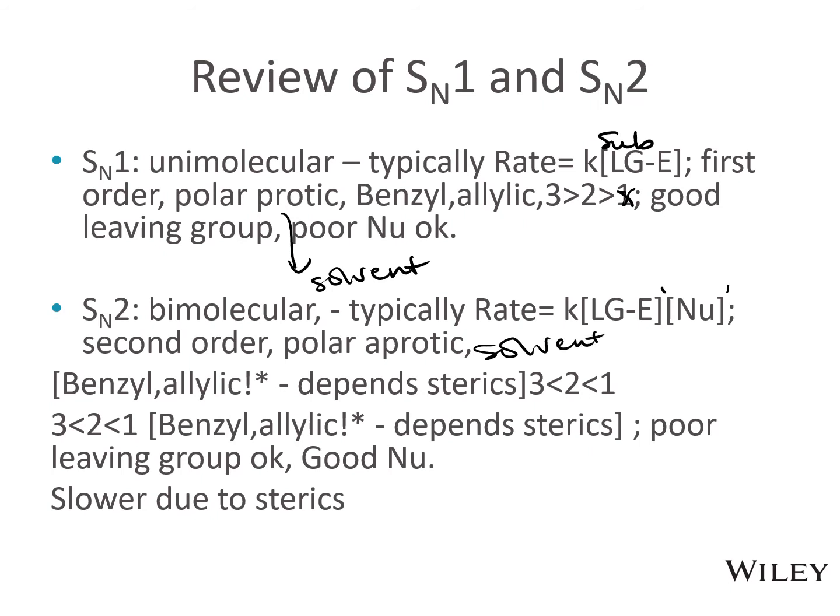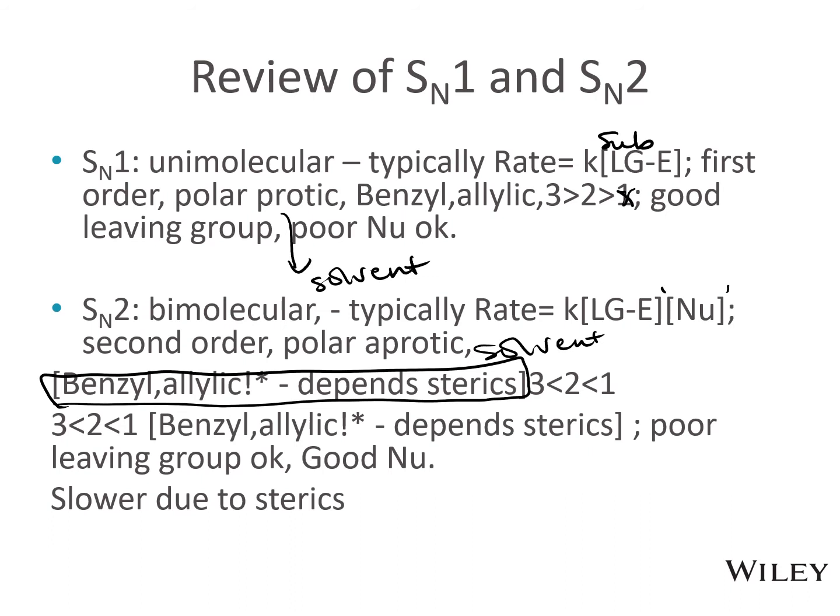Now, one thing that's kind of weird about this is that the benzylic and the allylic, depending on the sterics, are actually better than some of the other groups that you might have. So tertiary is the worst, then secondary, and then primary. The benzylic and the allylic can depend on sterics. If it's very sterically bulky, it's just as bad as tertiary. If it's not sterically bulky, it probably is just as good as primary.